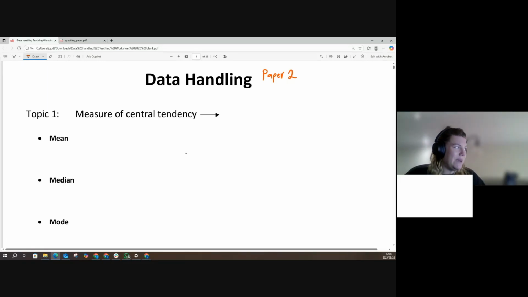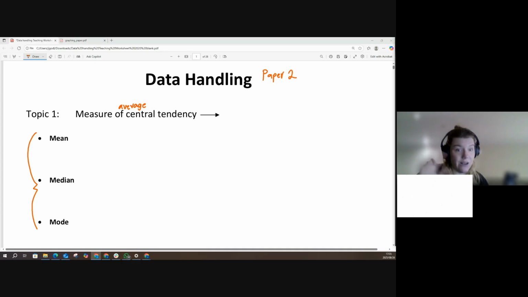First, we have 3 different ways that we can measure central tendency. So that's basically like looking at different ways of looking at your average. So there's different averages. Normally, when we talk about average, everyone thinks we're talking about mean, but there are lots of different types of averages. So let's start with the first one. We're going to start with mean.